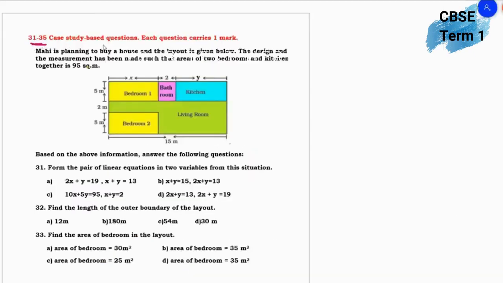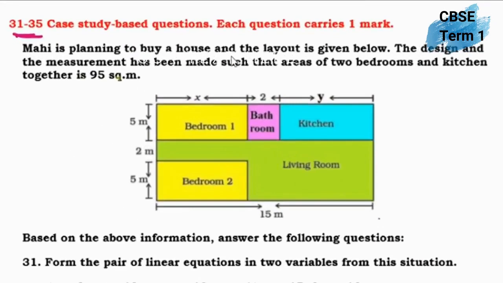31 to 35 are case study based questions from the chapter pair of linear equations in two variables. Mahi is planning to buy a house and the layout is given below. This is the layout. The design and the measurement has been such that the area of 2 bedrooms and kitchen together is 95 square meters. We are going to form the pair of linear equations. That is the 31st question.